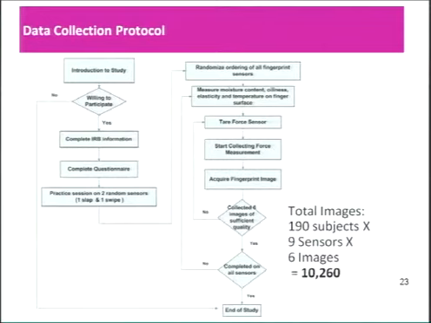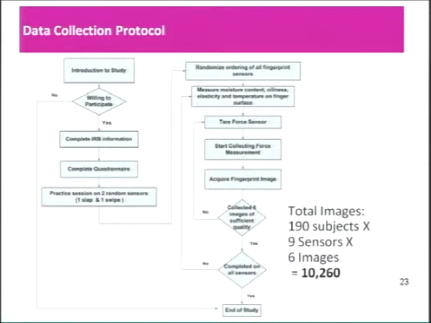So no two subjects interacted with the devices in the same order. This was done to control what is called the learning effect. As users interact with the devices, if they interact with the devices in the same order, you'll see that they end up providing better images towards the end of the study. So this was done to control and minimize that effect.